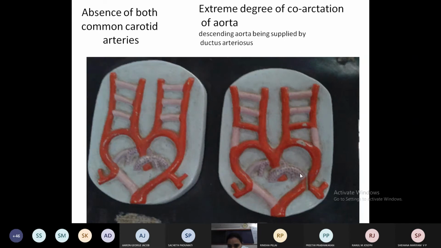In this case, the ductus arteriosus will not degenerate. It will remain. So the blood from the left pulmonary artery is shunted to the dorsal aorta below, like this, and the upper limbs and all will get the normal blood supply. It's a coarctation of the aorta.